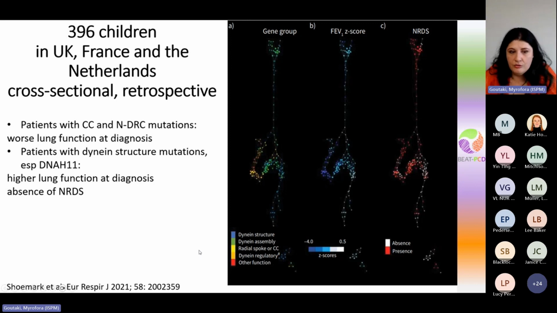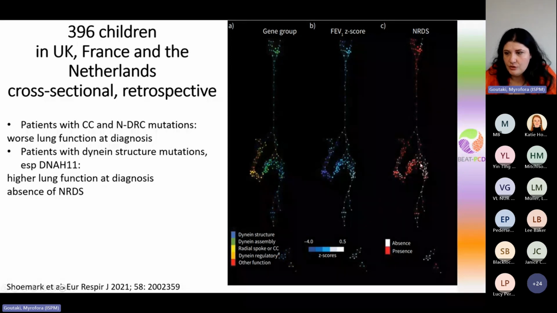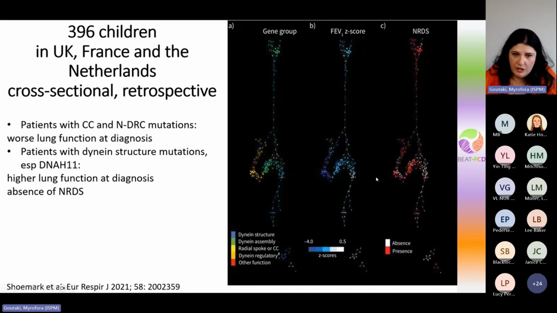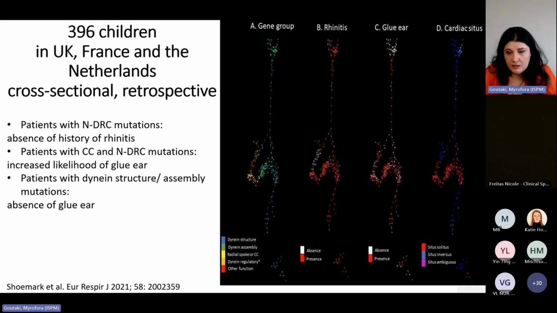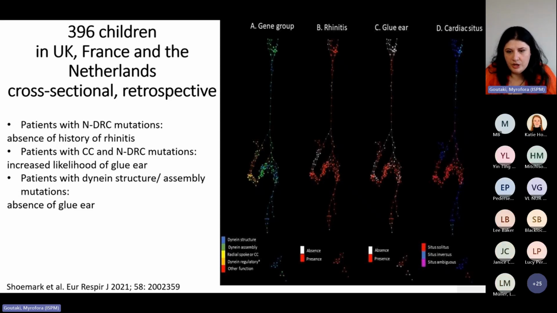And they also found that patients with DNAH11 had absence of neonatal respiratory distress in comparison with the other groups. They also described some findings related to clinical symptoms, such as history of rhinitis and glue ear. However, one of the weaknesses of the study is that the clinical information was all assessed at diagnosis, and it did not have the possibility to incorporate longitudinal data.